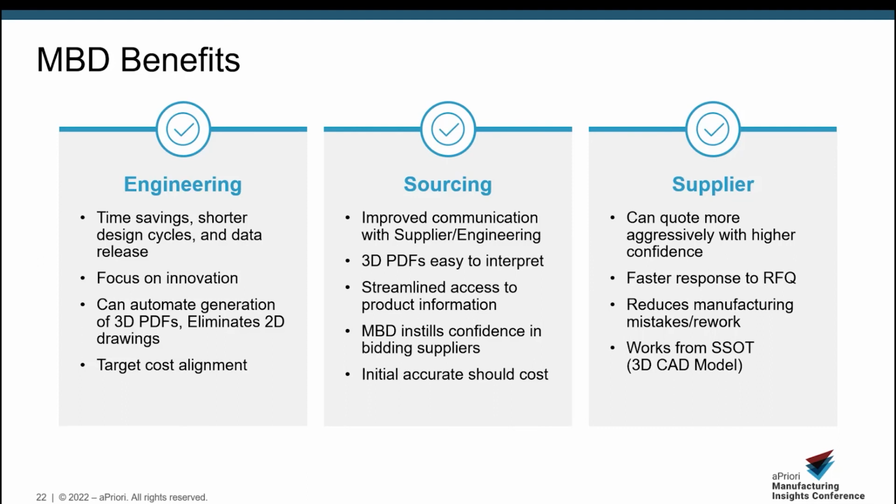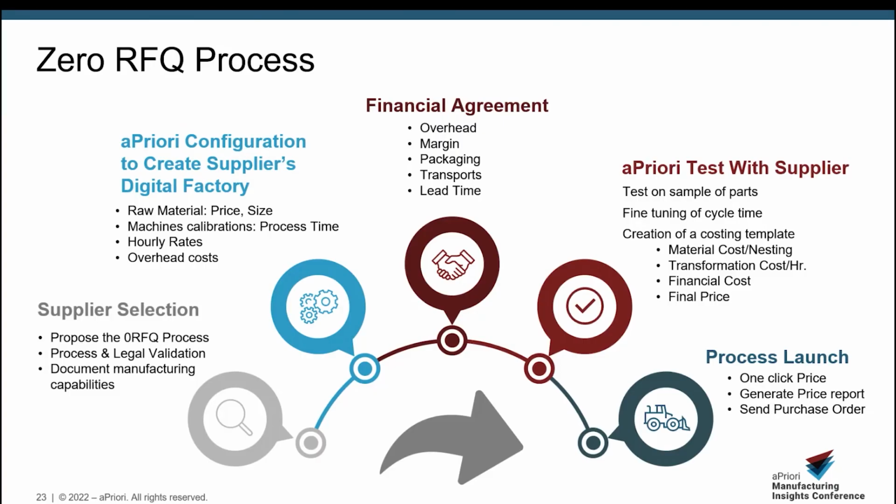It's going to also help sourcing. Sourcing is going to be able to get out these drawing packages much faster. And because of model-based definition, all this is improved, all these workflows across the board. So knowing that we're improving the flow of data, what is the zero RFQ process? The zero RFQ process is the balance of unlocking the power of aPriori to digitally change the way sourcing and procurement work with their supply base.